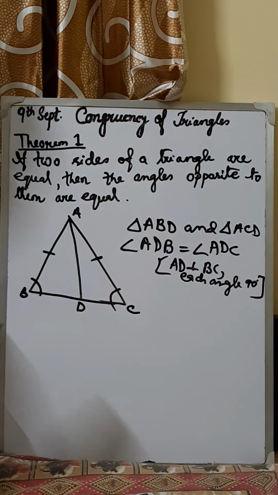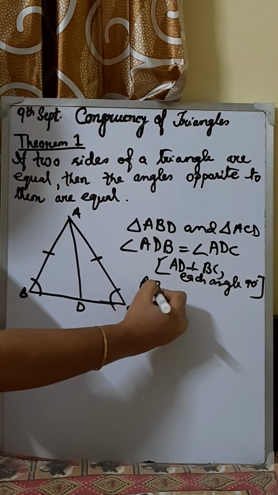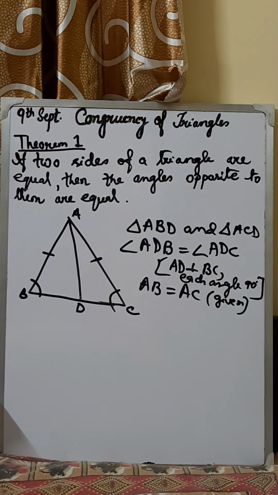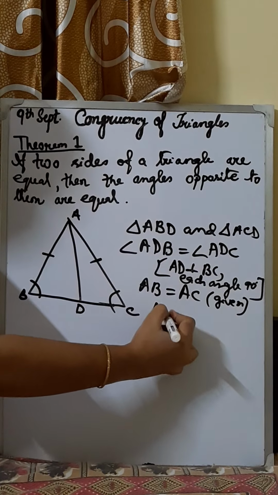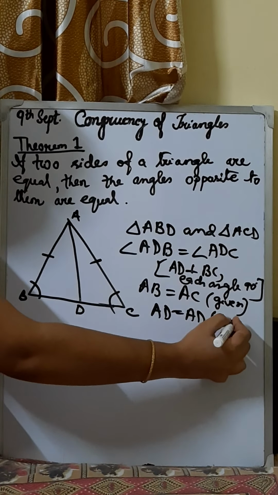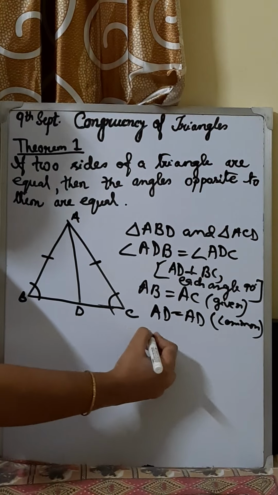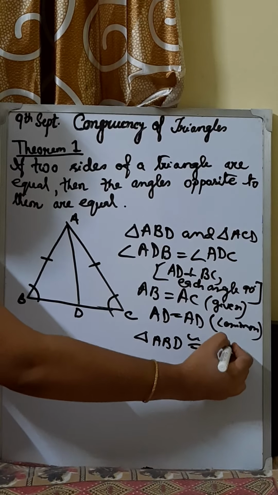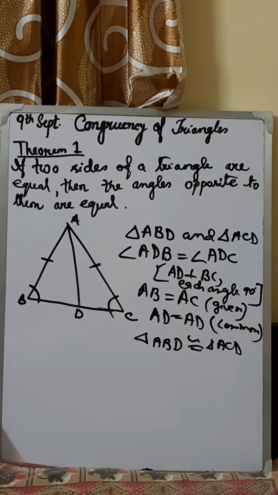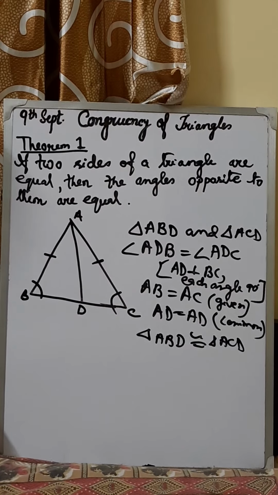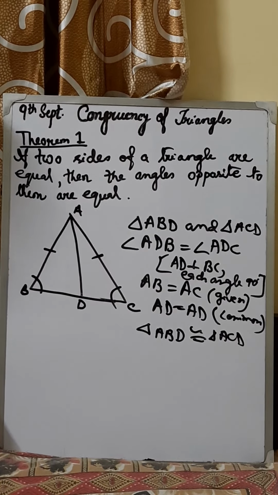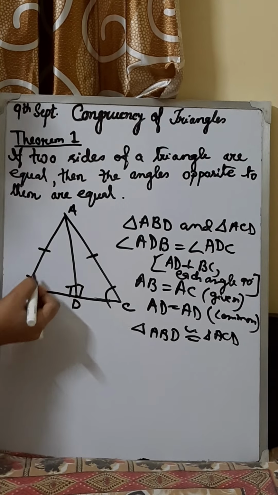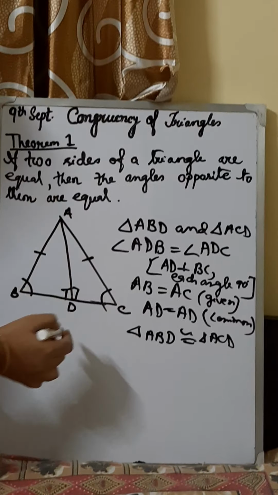Right? Now see, side AB equals AC, which is given. And AD is common. AD is the common side for both these triangles. So, you can say that both the triangles are congruent. Triangle ABD is congruent to triangle ACD. Which law is fulfilled here? This is a right angle. Right angle is proved here. Another side, and AD is the hypotenuse.